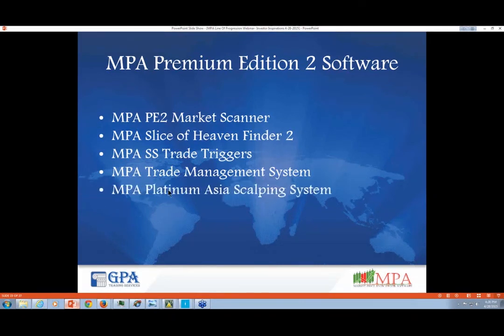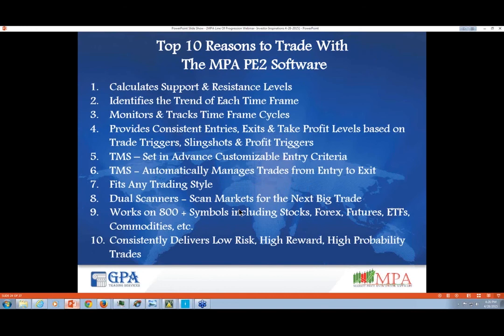And we have two new ones, a Platinum Asia scalping system, for those of you that may want to trade during the Asia trading session. It's a specific scalping system set particularly for that time. And finally, the Triple P scalping system. So there are so many components, options and tools in the toolbox for you to learn.